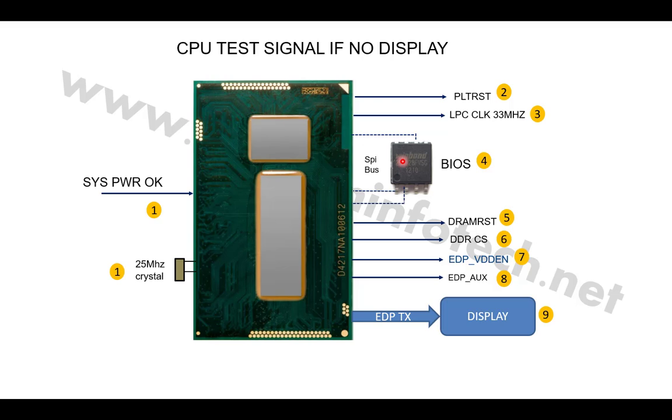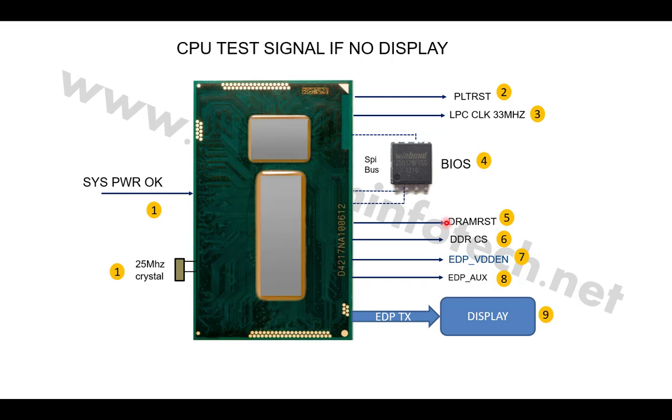So now if the BIOS is perfect, and the CPU reads the BIOS, after that the CPU resets the RAM. It's called the DRAM reset, and this signal goes to the RAM connector. In DDR3 RAM, there will be 1.5 volt. If it's DDR3L, then 1.35 volt, and if it is DDR4, then this voltage will be 1.2 volt. This is called the DRAM reset, step number 5.